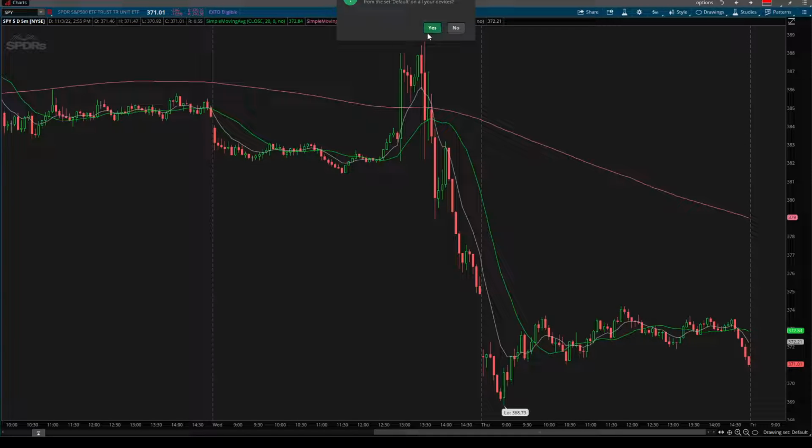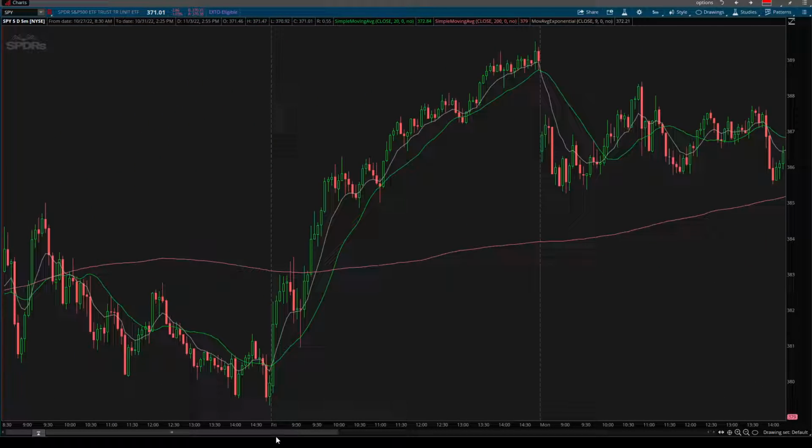On the 5-minute, it's not going to be as accurate, but it still is going to work. As you can see, we cross right here, the 9 and the 200. When the 9 and the 200 cross, you could expect to see action that way. It's not as consistent, it's not as good, but it's a decent setup.